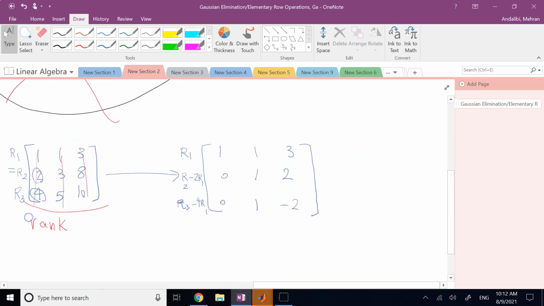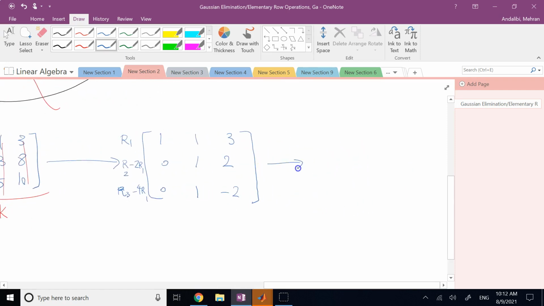Okay, and now I can proceed one step further, and now that this column is in the reduced row echelon form, I go to the second column, and I need to just eliminate this one, and for that I just need to subtract the second row from the third row. So it's just like R3 minus R2. And you will get a 1, 1, and 3. You will get a 0, 1, and 2. You get a 0, 0, and negative 4.